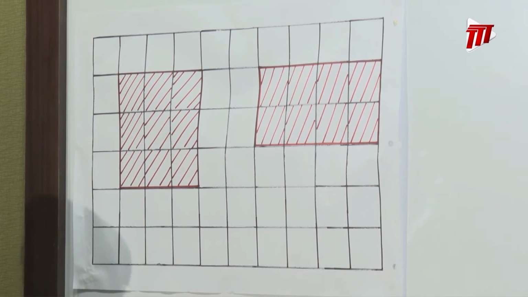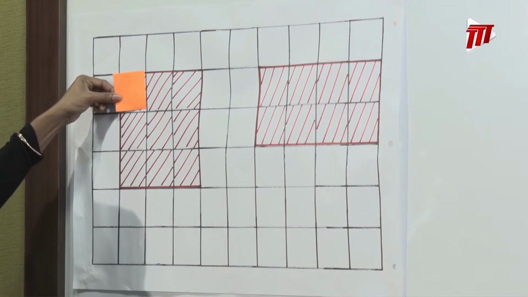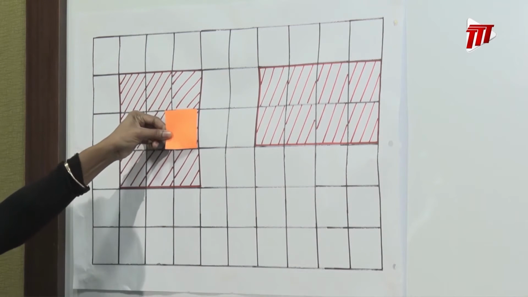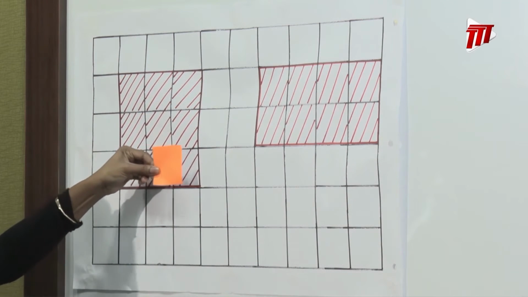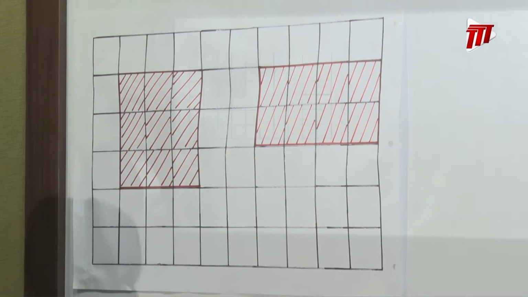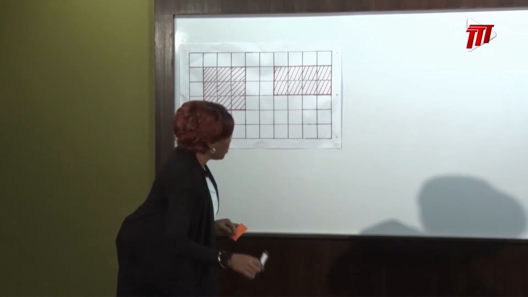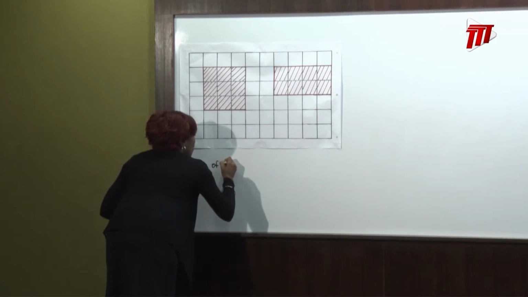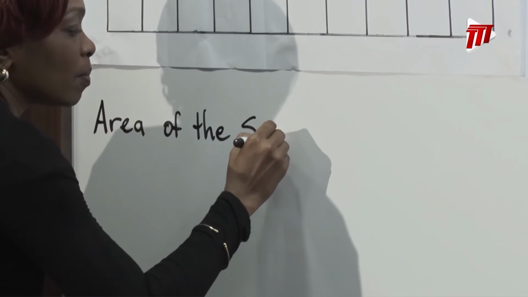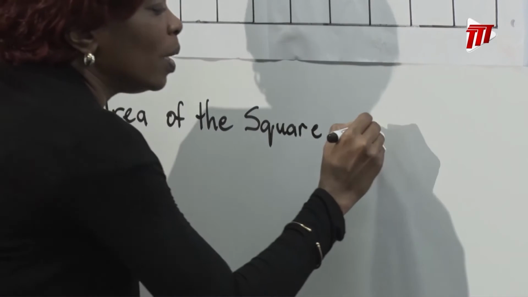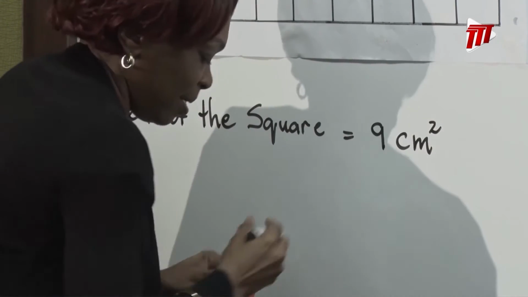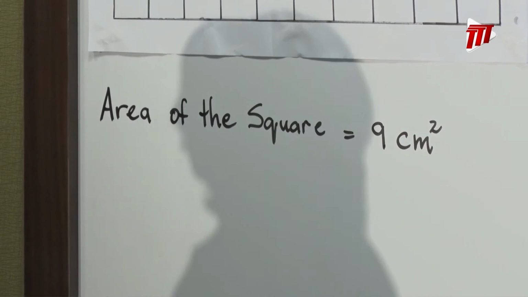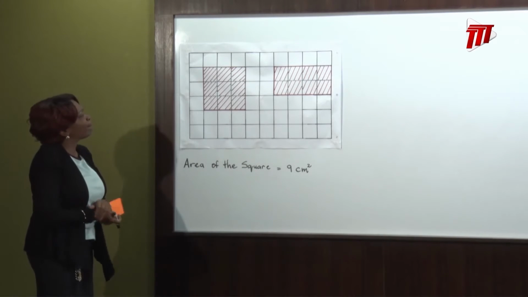So, let's look and see how many 1 centimeter squared we can get here. Let's try it. Let's look at the square now. Count with me. 1, 2, 3, 4, 5, 6, 7, 8, 9. We got 9 centimeters squared. I'm going to write that down now. So the area of the square is equal to 9 centimeters squared. Are you with me, children? Wonderful. So what we did, we counted the centimeters squared. Are you seeing that, children?